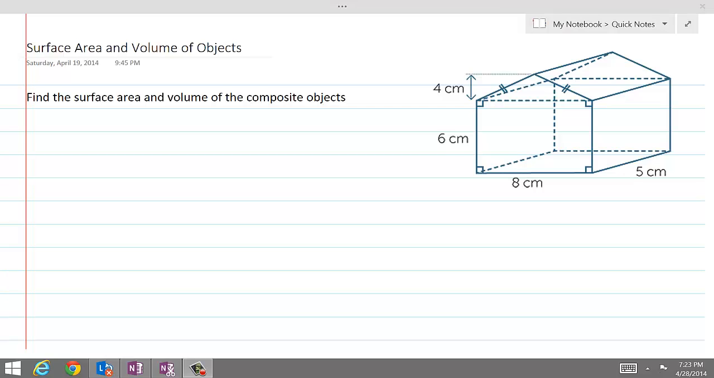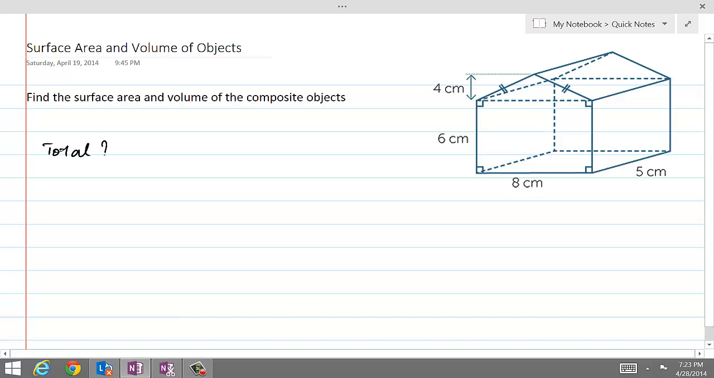In this lesson, we will find surface area and volume of some composite objects, which is going to help you in finding surface area and volume of real-world objects. For question 1, the object is given on the right side. The total surface area, let's write it down. Total surface area.